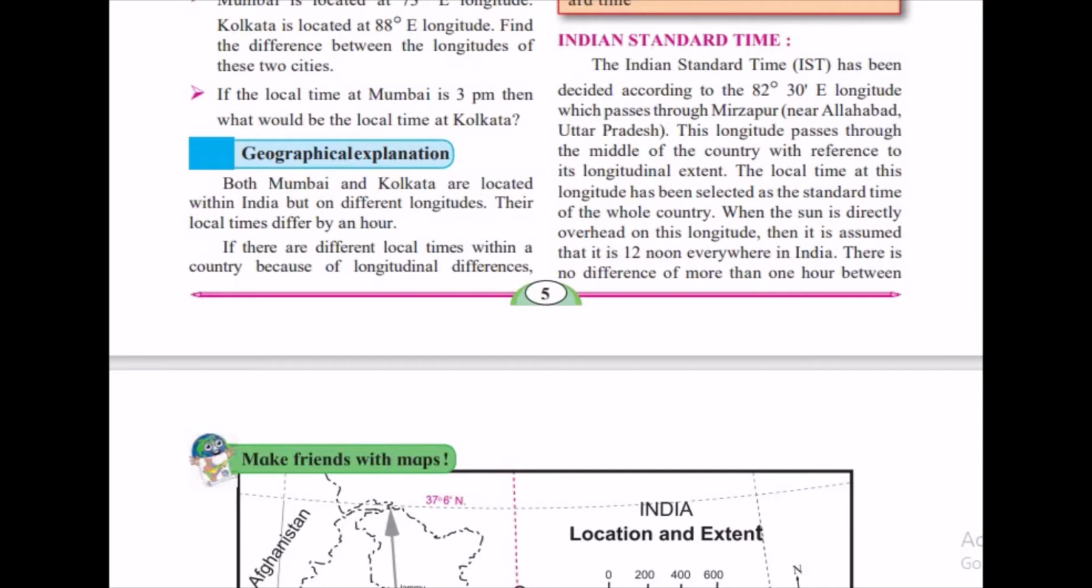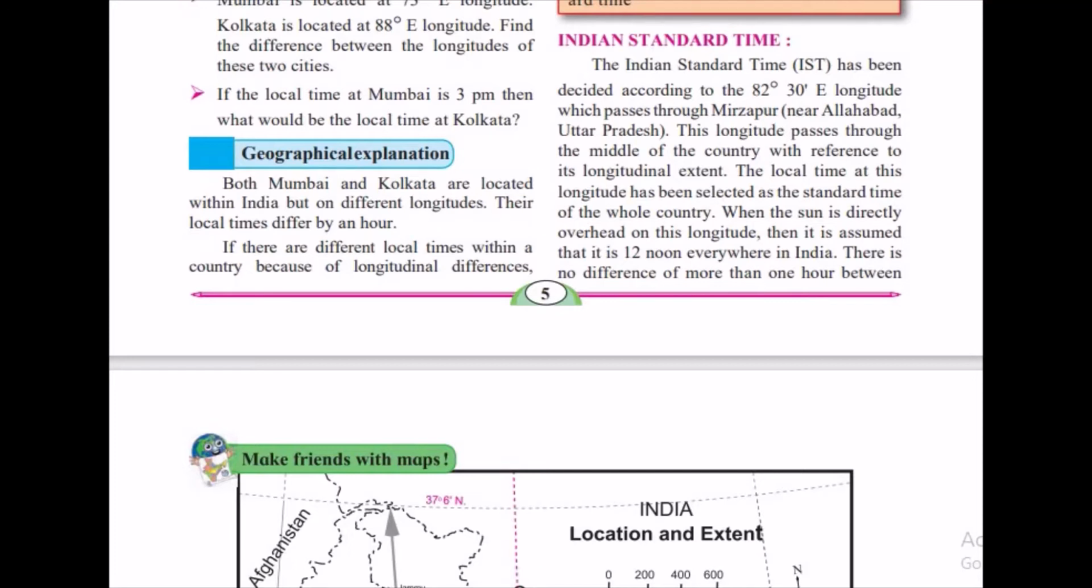Now how do we determine the Indian Standard Time? The Indian Standard Time, or IST, has been decided according to 82 degrees 30 minutes east longitude, which passes through Mirzapur near Allahabad. This longitude passes through the middle of the country with reference to the longitudinal extent. The local time at this longitude is selected as the standard time of the whole country.